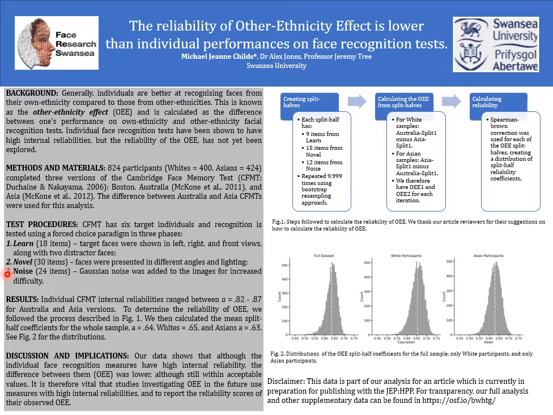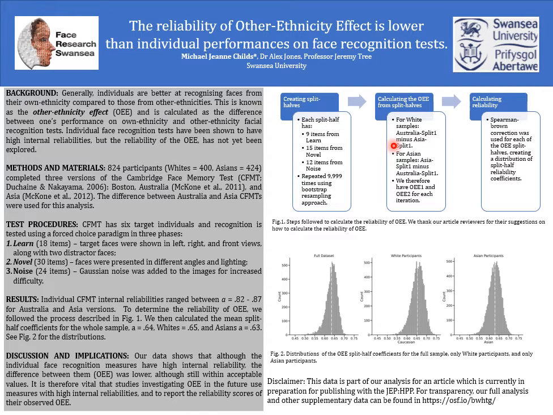To test for the reliability of the OEE, we have taken a few steps. Using Python programming, we split each phase of the CFMT by randomly allocating the items into 2 bins. For example, we picked 9 random items from Learn, 15 from Novel, and 12 from Noise to make split 1, and the remainder of the test makes split 2. We did this 9,999 times.